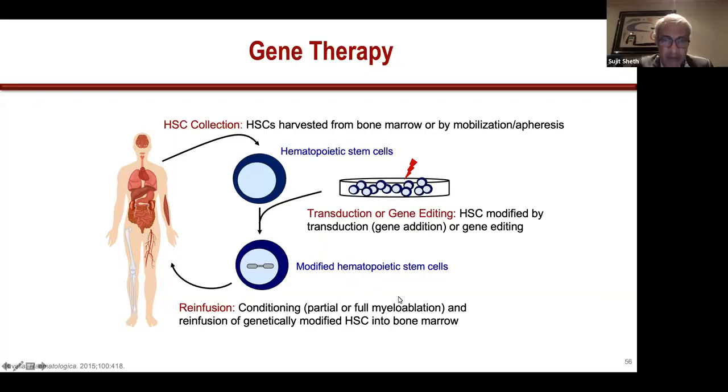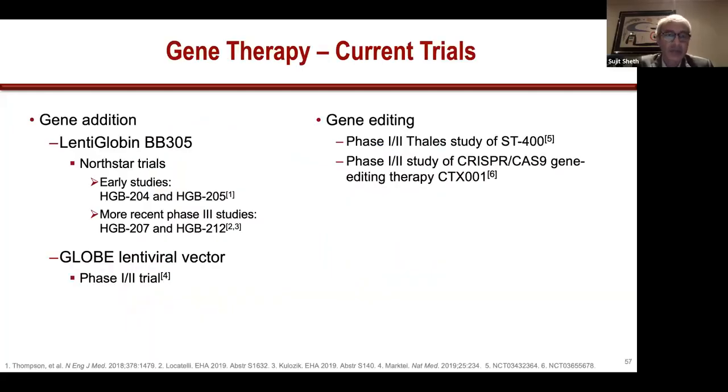What is currently used is full myeloablation, a myeloablative conditioning regimen. And then the modified stem cells are reinfused, and if they engraft, then they can start to function as well. So we'll talk about some of those trials. You have gene addition, you have the lentiglobin BB305 vector, which is the Bluebird vector, which they conducted the Northstar trials for. Early studies were 204 and 205, and the more recent phase 3 studies have been 207 and 212. We'll talk about those in a minute.